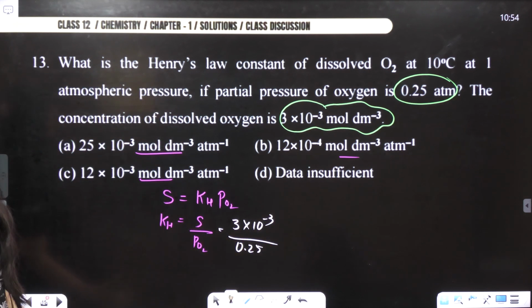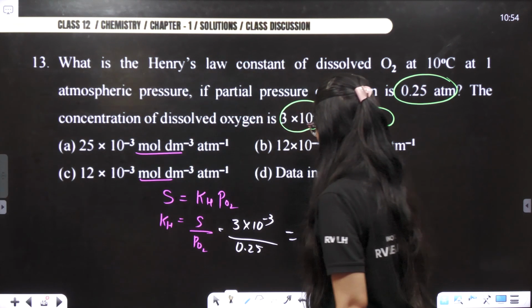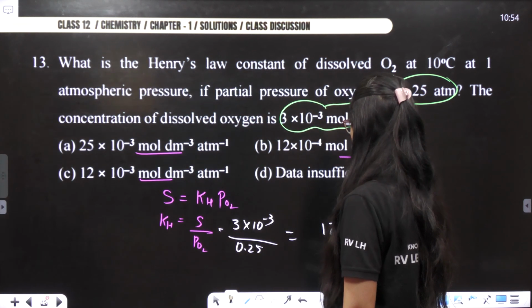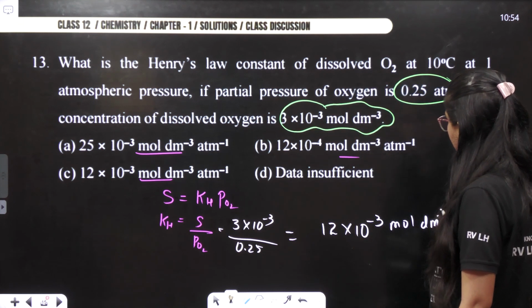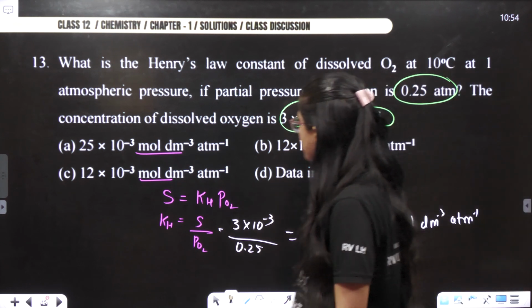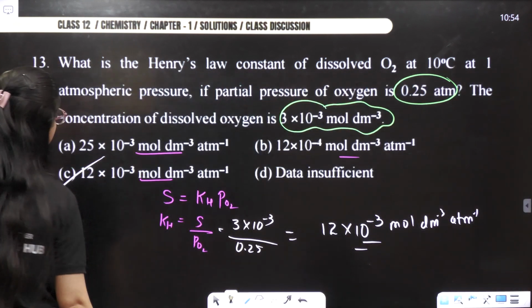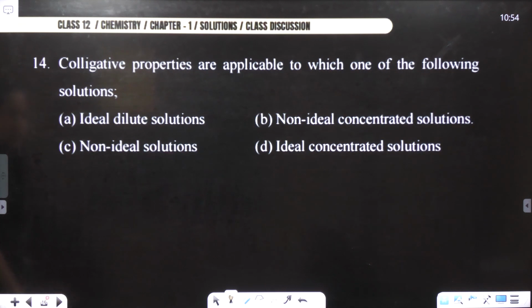Correct? So here how much you will be getting? You will be getting 12 into 10 raised to minus 3 mole per dm cube per atmosphere, which will be your correct option. So option number C. Okay, so next let us move towards the next question.